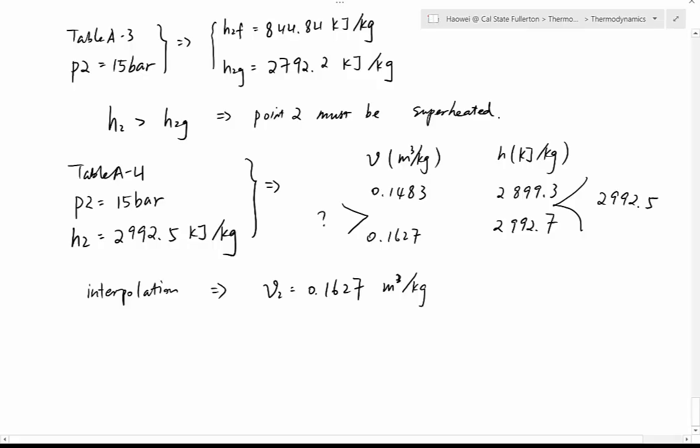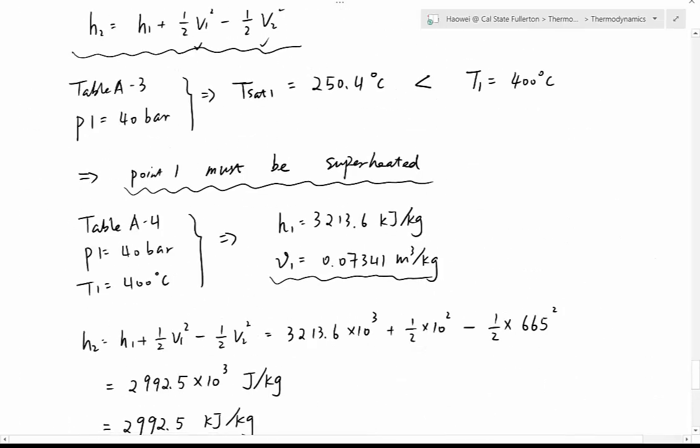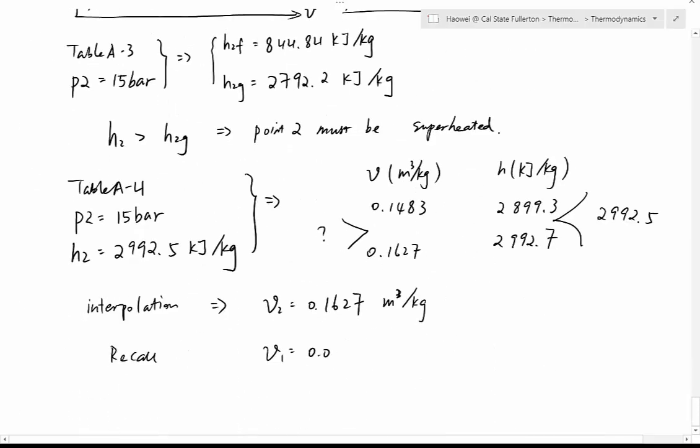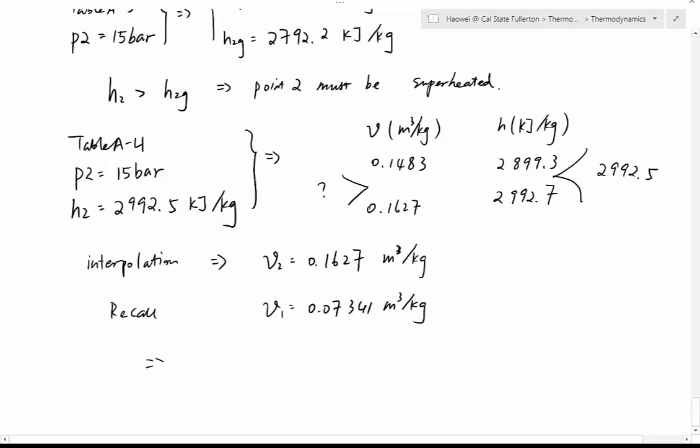So now I found nu2. Let's recall what is nu1. Nu1 from before, we found nu1 is 0.07341. Which one is actually bigger? Obviously, nu2 is bigger, so that means the x coordinate becomes bigger. If the x coordinate becomes bigger, this line must be to the right. 1 to 2 must be to the right.